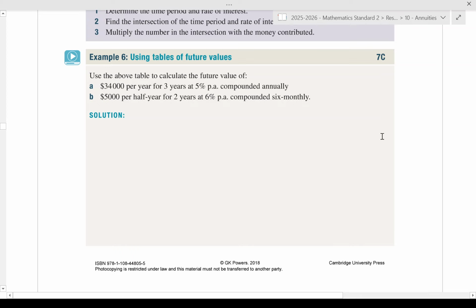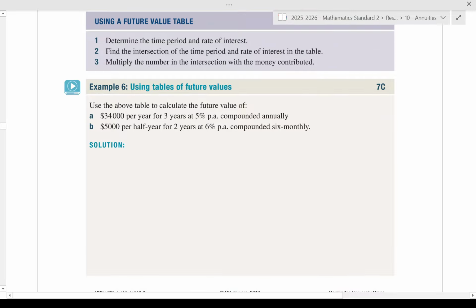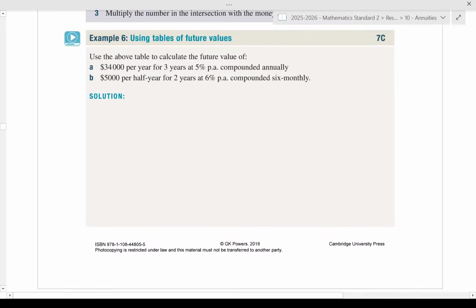Hey folks, we are going to be using a table of future values. So this time we're not going to be doing a lot of the calculations ourselves. We're actually going to use a table of values that does most of the work for us. So what we're going to do is use the table of values that they've supplied, which is up there, and we're going to work out the future value of $34,000 for 3 years at 5% compounded annually.